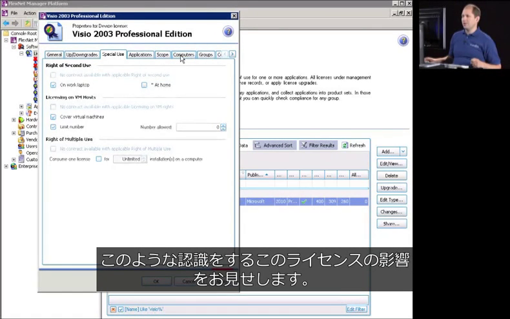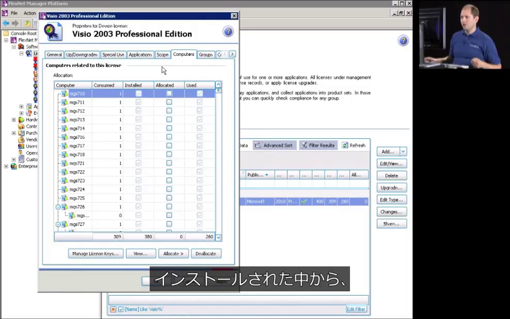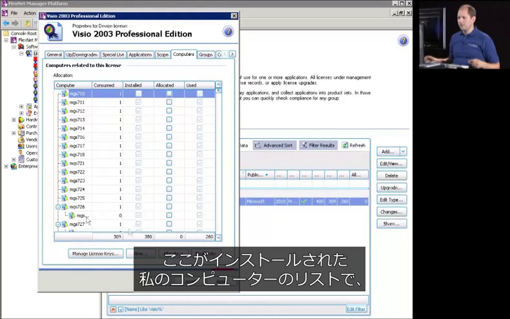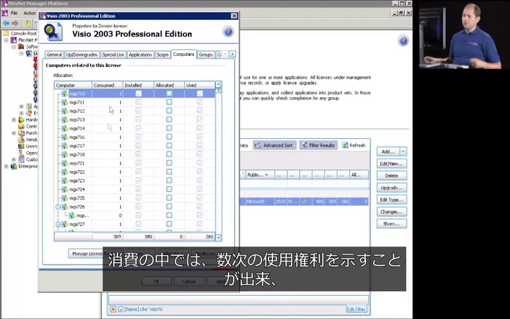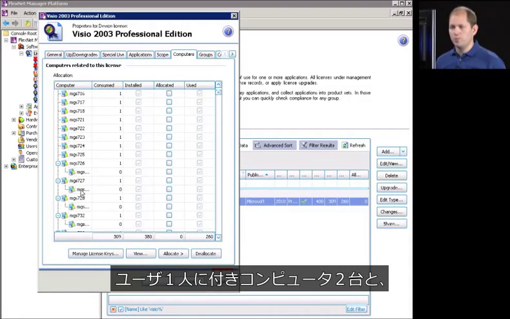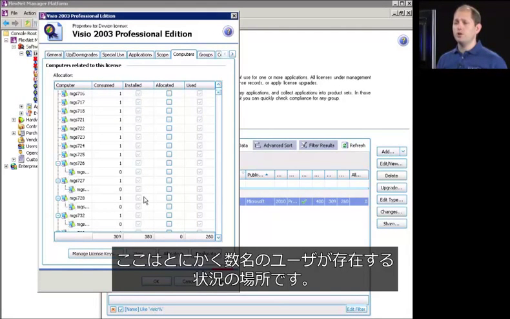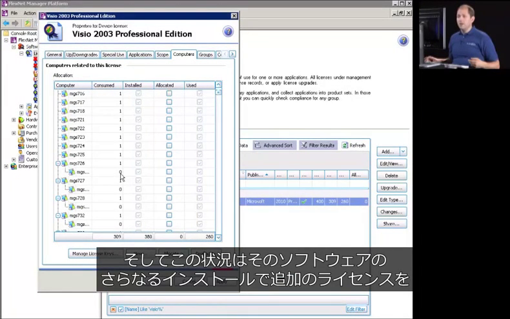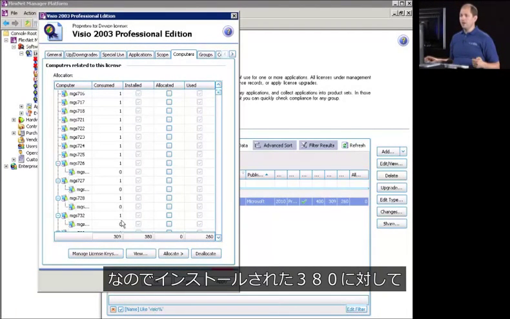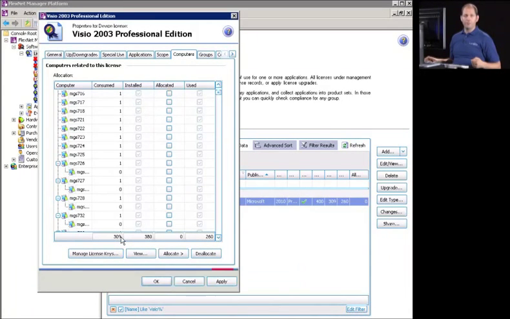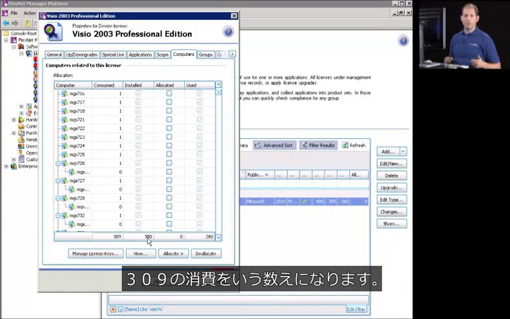Now let me show you the effect on this license of that kind of recognition. So here, under installed, here is my list of computers with installations, and it counts up 380 different computers which have a copy of this software on them. Under consumed, we're able to represent the multiple usage rights. And so here is a situation where I've got several users anyway, with 2 computers per user. And that situation means that we're actually not consuming an additional license for the further installation of that software. So this means we have a consumption count of 309 against an install count of 380.